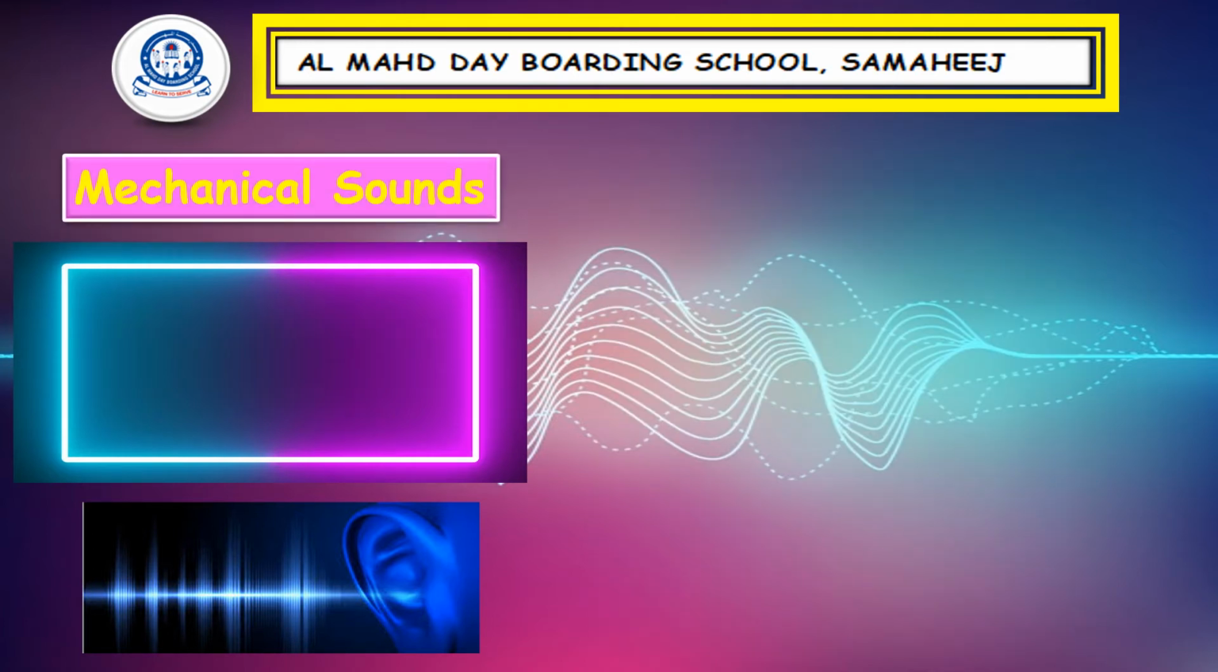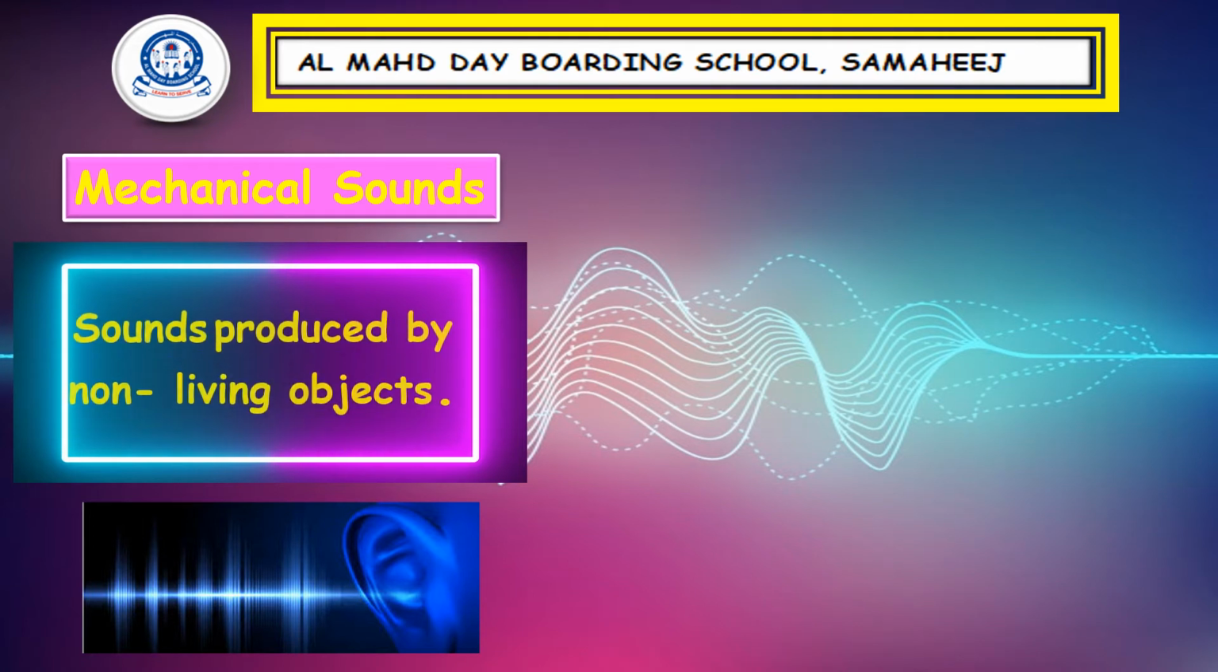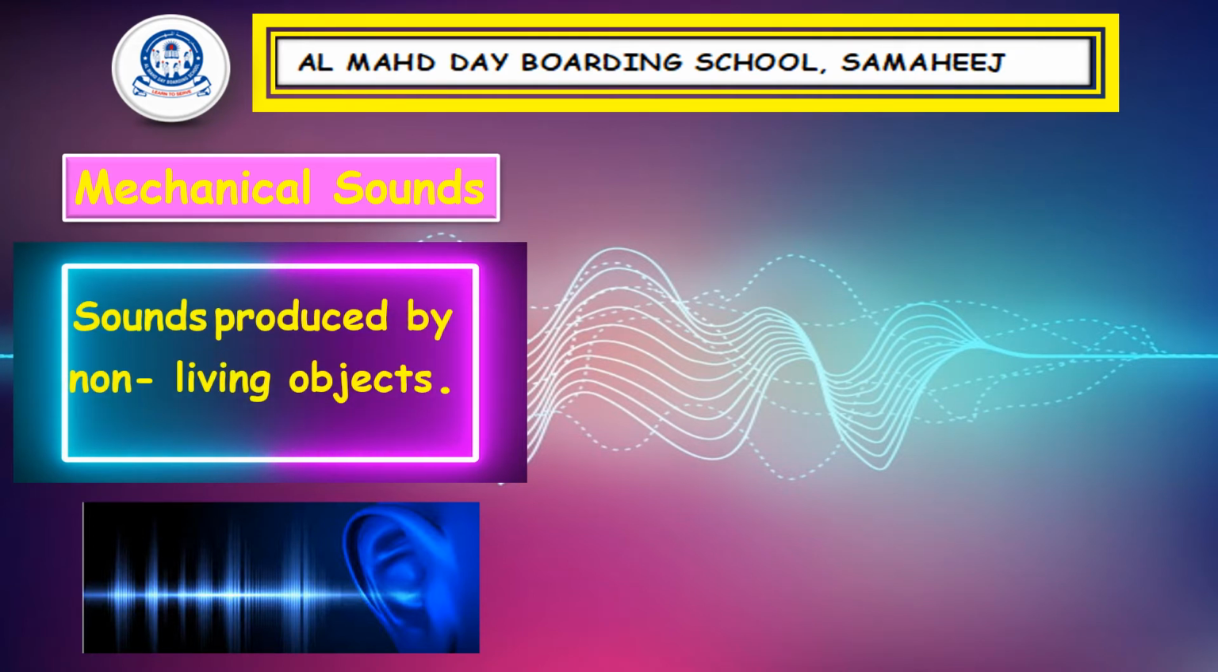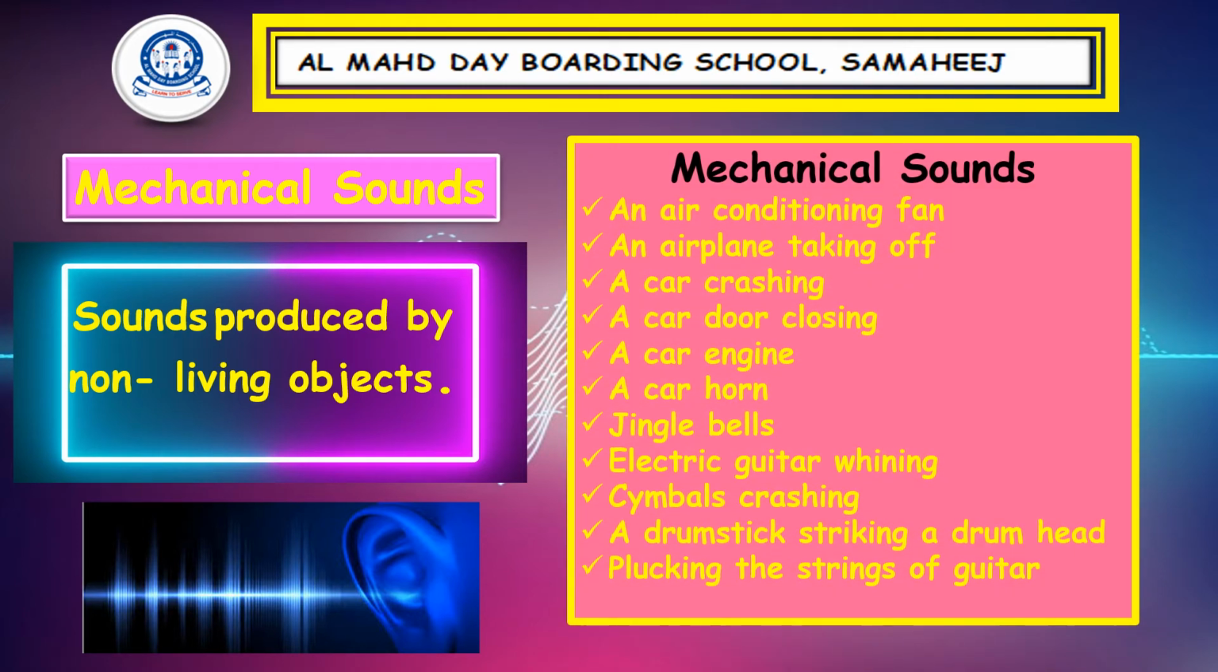Third type, we have mechanical sounds. Mechanical sounds are sounds produced by non-living objects. For example, an air conditioning fan, an airplane taking off, a car crashing, a car door closing, a car engine, a car horn, jingle bells, an electric guitar twanging, cymbals crashing, a drumstick striking a drum head, and plucking the strings of a guitar. So these are examples produced by non-living objects.